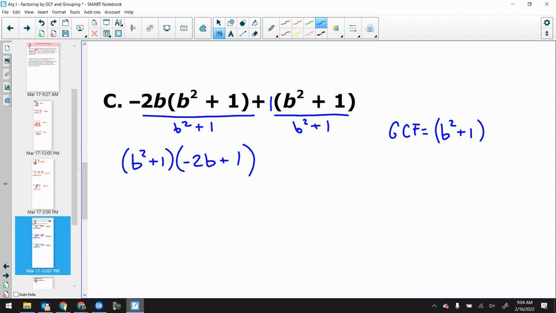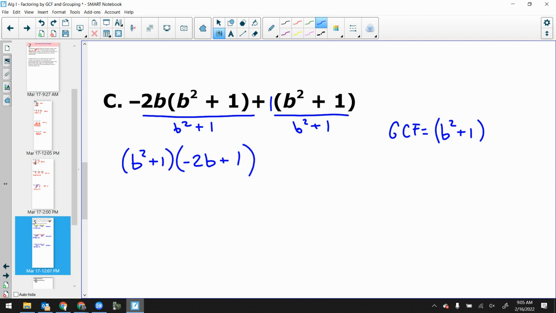Now, I don't even have example D on my screen, but look at it. Do you notice how the parentheses are not the same? Then it's prime. Okay, if the parentheses are not the same, then it's prime. That's going to come into play in a second here. So remember I said that. When the parentheses are not the same, then it's prime.